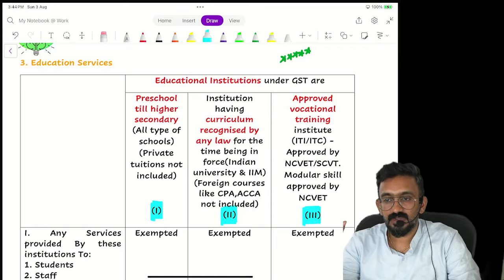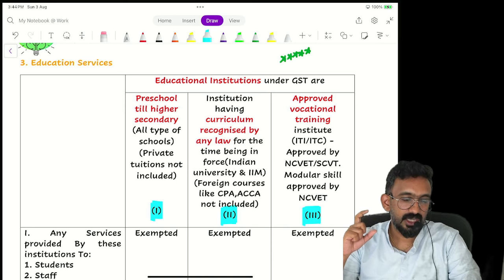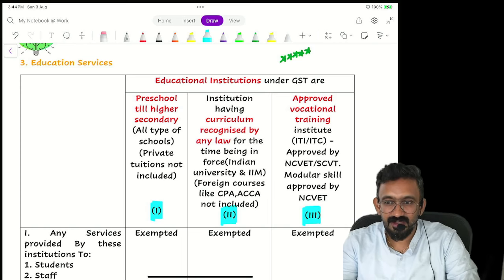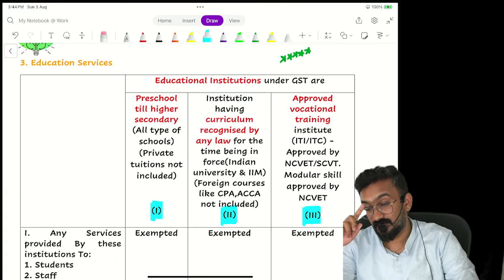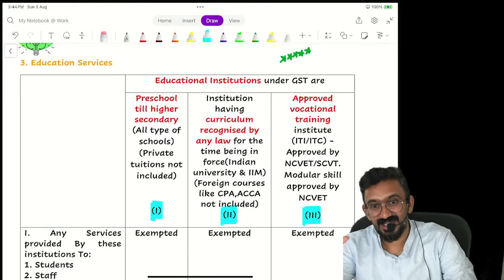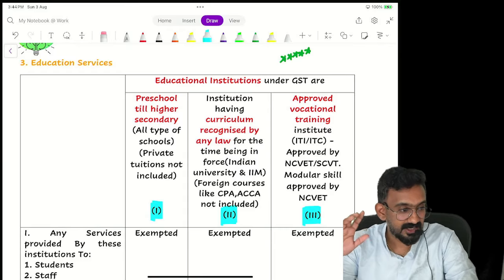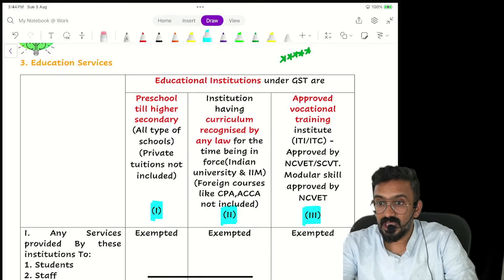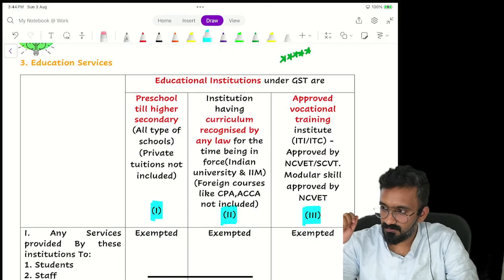After 12th, the second category of educational institution available for exemption is an institution having curriculum recognized. If you could remember these words, it will be very beneficial for you. Instead of writing university and all, write this phrase. This is a separate case law one. What is the difference between recognized and approved? There was a service tax case law like that. So, institution having curriculum recognized by any law in India for the time being in force.